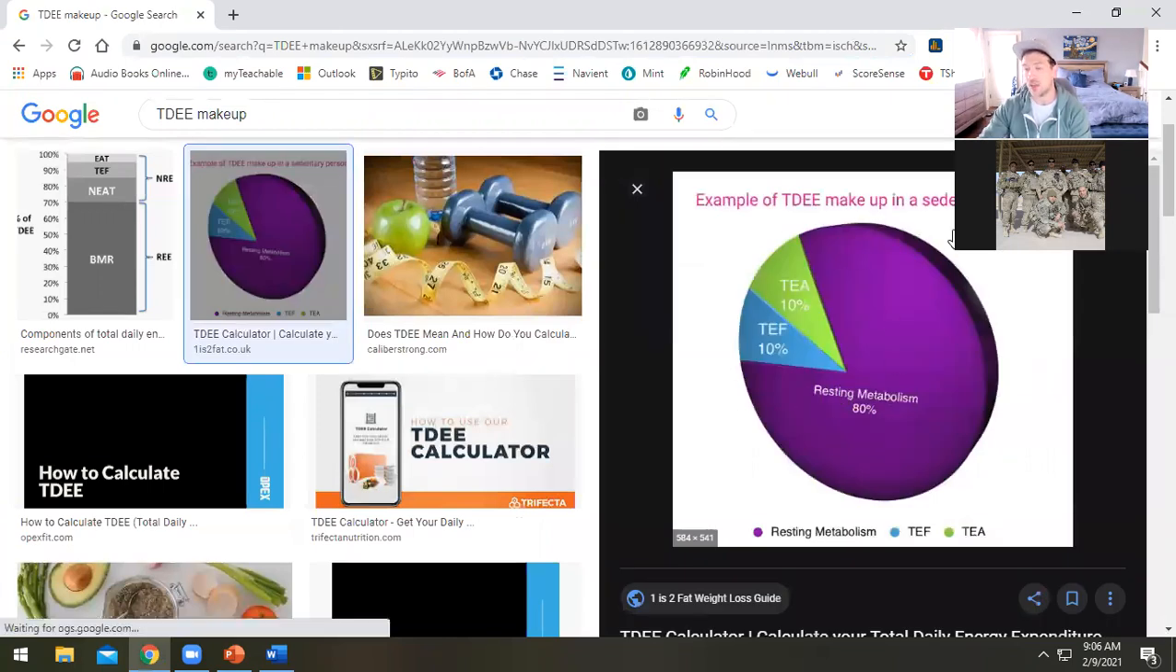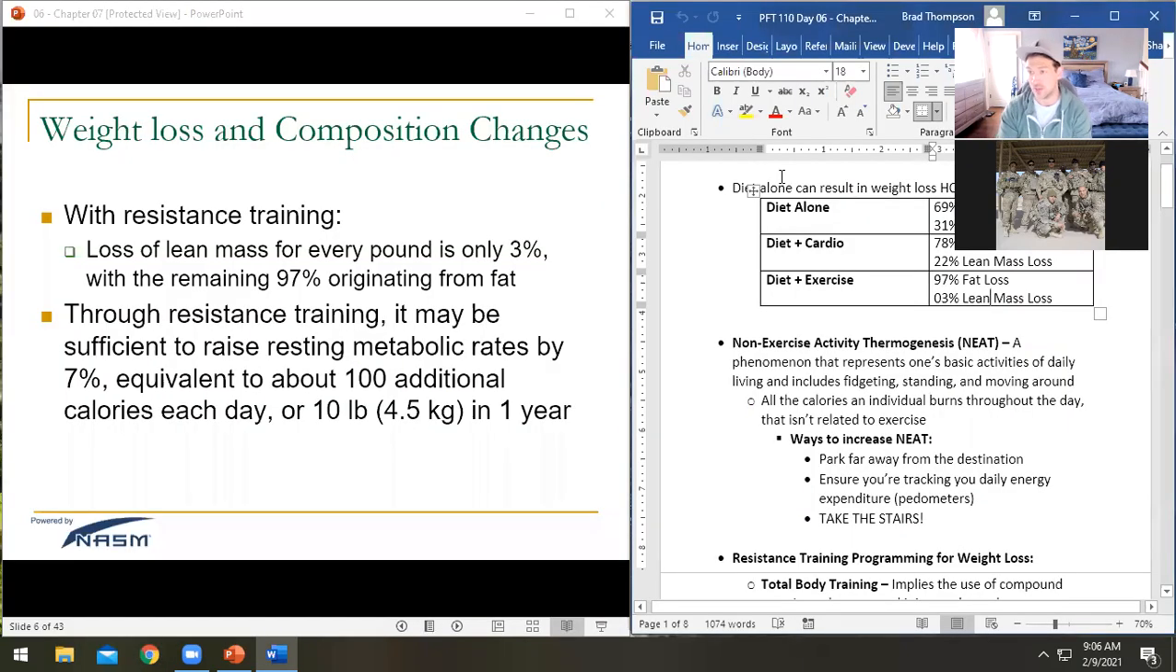Most of it, 80% of it, is resting metabolism. Then 10% of it is thermic effect of food, and this is showing 10% from thermic effect of activity. Usually the thermic effect of activity can be a little bit higher depending on how active your client is, right? So if we could increase this pie slice right here, your thermic effect of physical activity, that can raise your overall metabolism. It's not necessarily affecting your BMR, your basal metabolic rate. It's not having any effect on certain hormones and things like your thyroid.